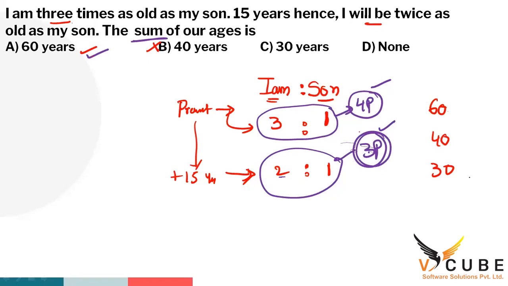Take the remaining options also, no problem. 40. 40 is a multiple of 4? Yes. 40 is a multiple of 3? No. That's why option B is the wrong option. Move on to the third option, 30. 30 is a multiple of 3, yes. Multiple of 4? No. So option C is also a wrong option. That's why the first option is the right answer. Is it clear, guys, all of you?